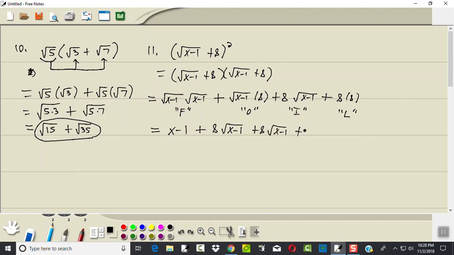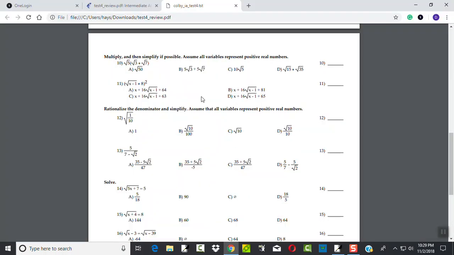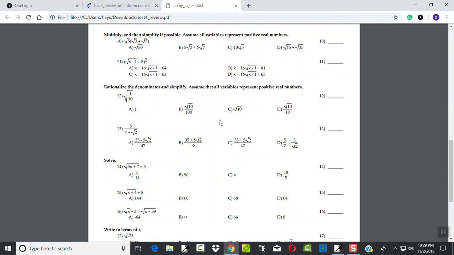And 8 times 8 is 64. So we're going to have x minus 1 plus 64 is 63. And notice that these radicals are the same. If radicals are the same, you're adding or subtracting, you add or subtract the numbers in front. 8 plus 8 is 16 square root of x minus 1. They probably have it in a little bit different order, I think I noticed, but that doesn't matter. Addition and subtraction are commutative.